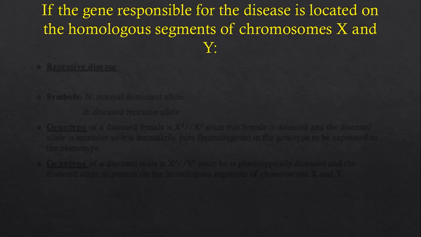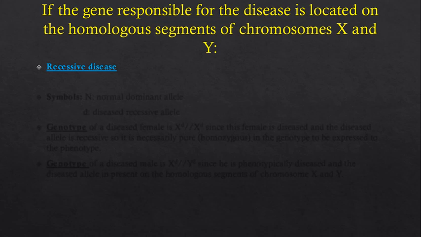If the gene responsible for the disease is located on the homologous segment of chromosomes X and Y, remember that we said that the sex chromosomes, gonosomes X and Y, are non-homologous. They do not have the same size. There is a part of X which is not homologous to Y, a part of Y which is not homologous to X, and a part of X and Y that are homologous. These parts usually act as if they are autosomal, so they have to be present in two copies, in the male and in the female.